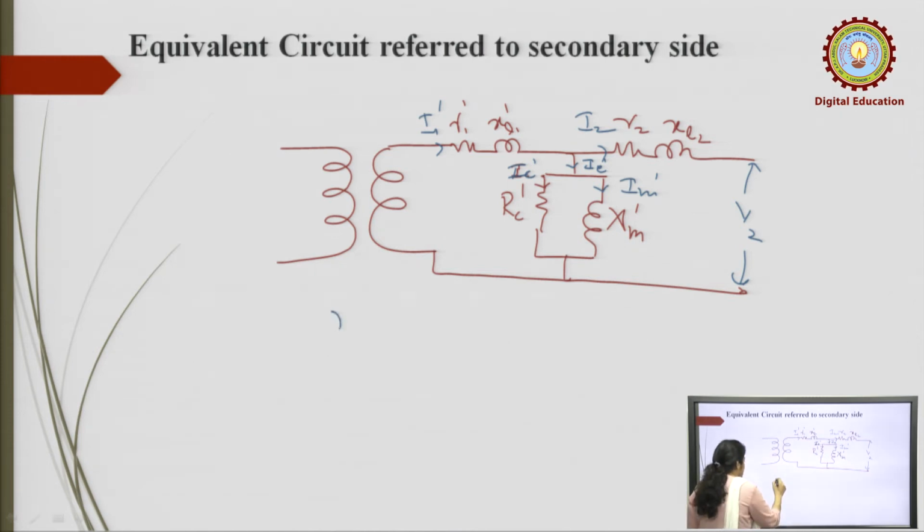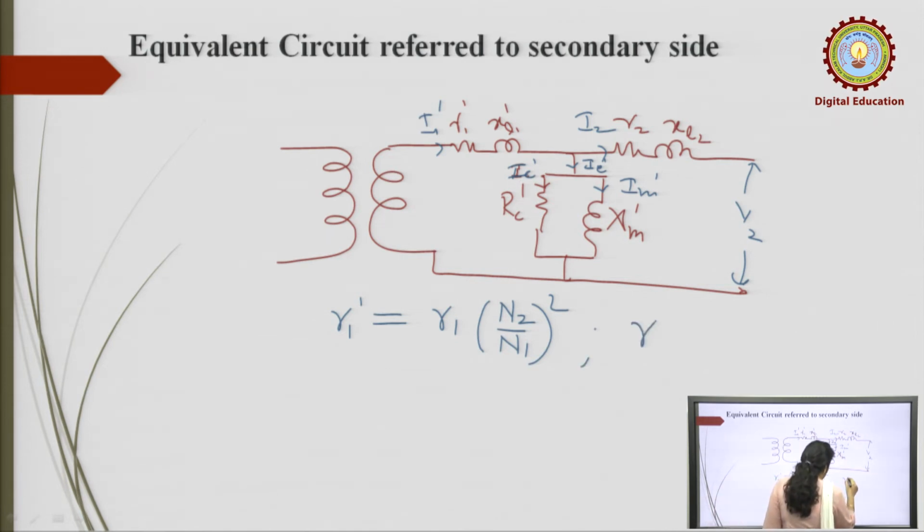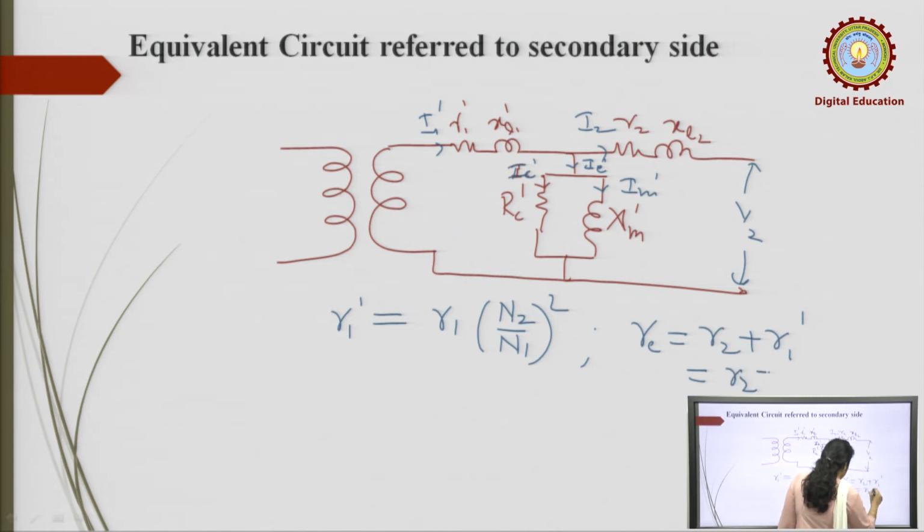So this R1 dash, the equivalent, becomes R1 times N2 by N1 whole square, because it is being transferred towards the secondary side. So it is transferred with the same ratio. And the total equivalent resistance becomes R2 plus R1 dash, that is equal to R2 plus R1 times N2 by N1 whole square.